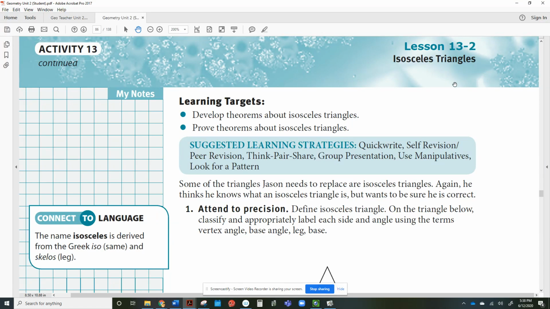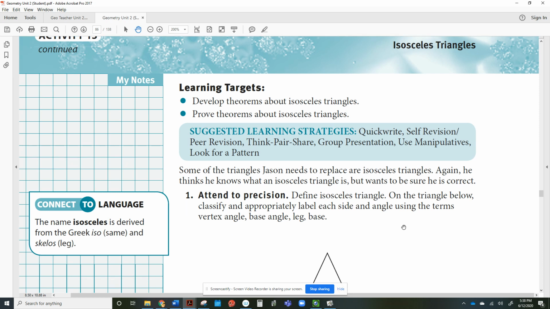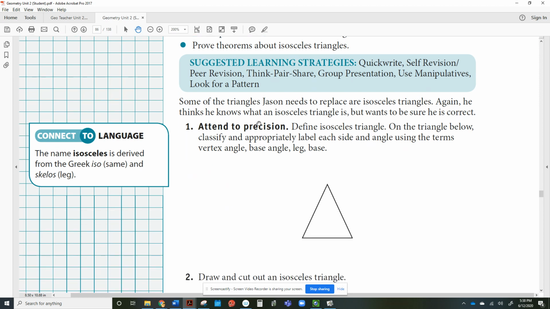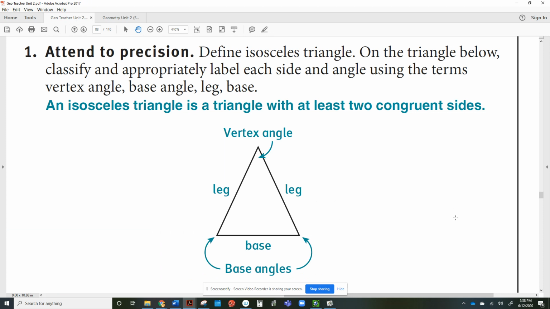Lesson 13-2 is over isosceles triangles. So it says to define an isosceles triangle. And on this figure right down here, it says on the triangle below, classify and appropriately label each side and angle using these terms right here. So, for sake of time, I'm just going to click over to the teacher's version and provide you with all that information because for me to write it takes too much time.